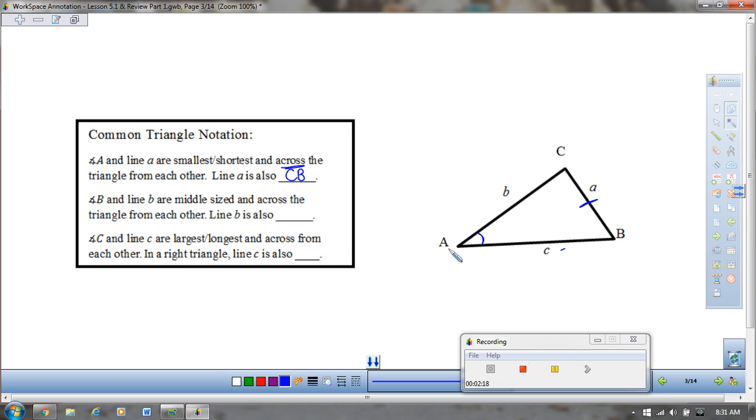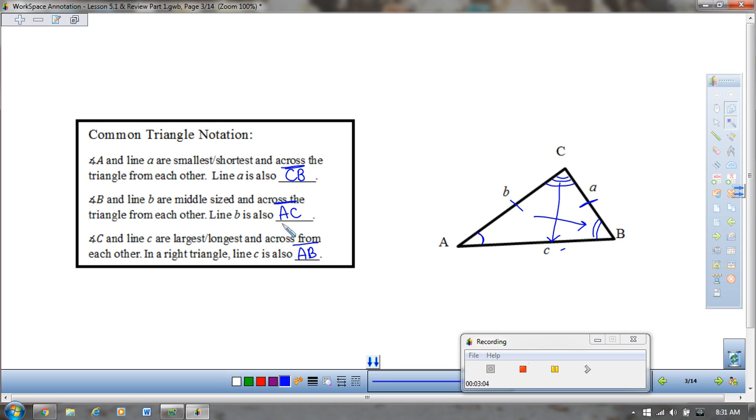Angle B and side B are usually the medium-sized angles, assuming we have a scalene triangle. And angle B and side B are always across from each other. And side B can also be called segment AC because of the vertices of that segment of the triangle. Angle C and side C are usually considered the longest and the largest of the triangle. They are across from each other. And side C is also referred to as segment AB because of the vertices that serve as the endpoints of this side of the triangle.